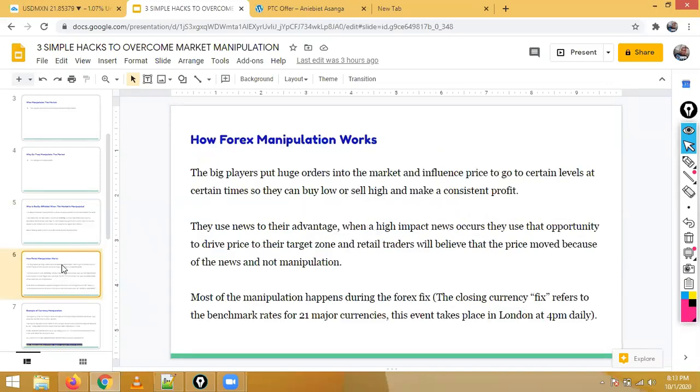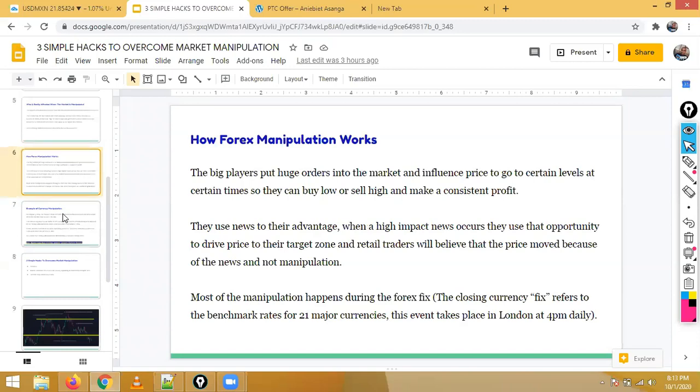I have some examples here which I'm going to show you, of how this manipulation happens and how it really affects those traders on the lower time frame. So this is how the manipulation really works. The big players put huge orders into the market and influence price to go to certain levels so they can buy low. Big players want to buy low.